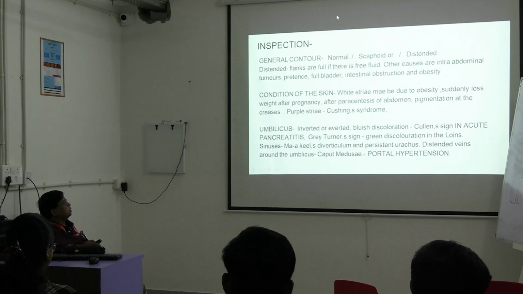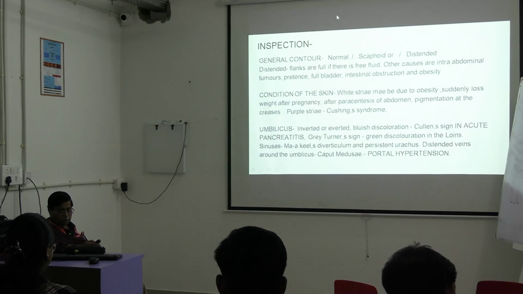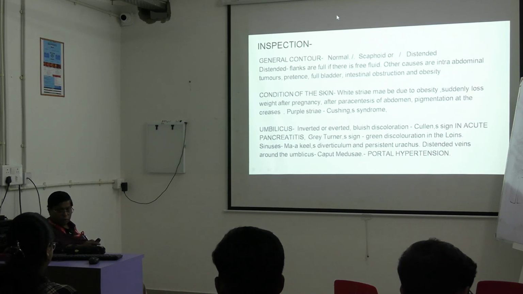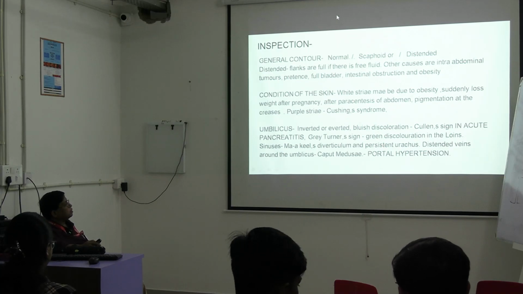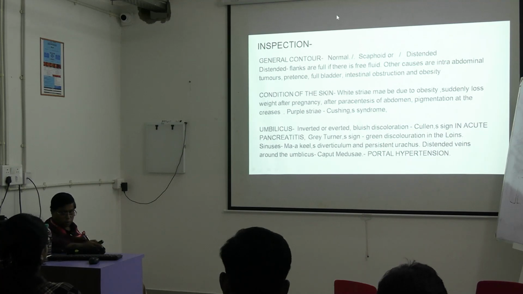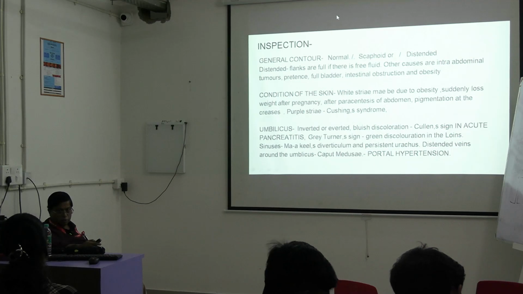Then you go for inspection of the umbilicus. See whether the umbilicus is inverted or everted. I have already mentioned that an everted umbilicus indicates increased intra-abdominal pressure, which can be due to fluid or maybe a tumor, whatever it may be. An inverted umbilicus means there is less abdominal pressure. Sometimes it is inverted normally. In an obese patient, the umbilicus is very much inside, so it may be normally inverted in a very obese patient.